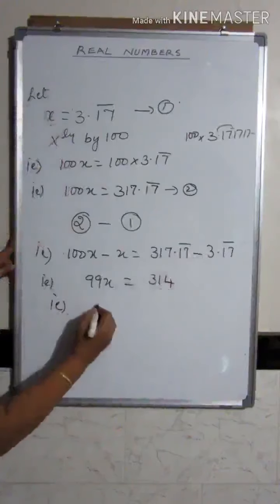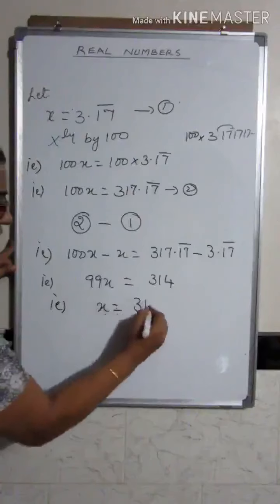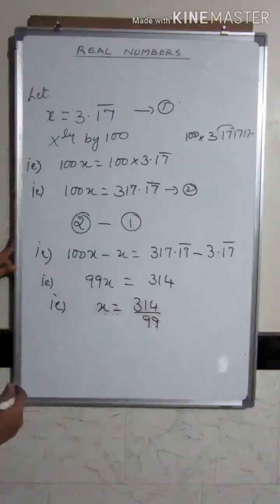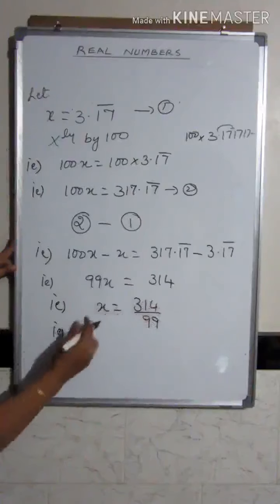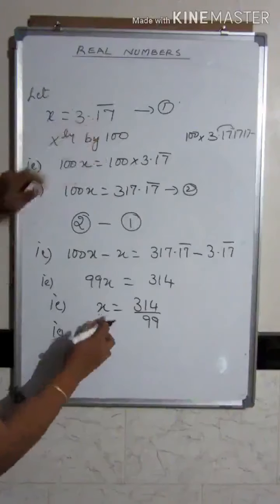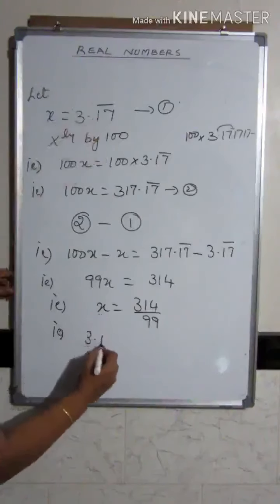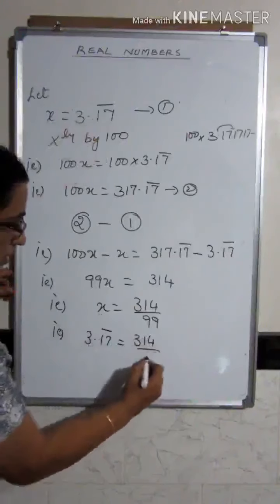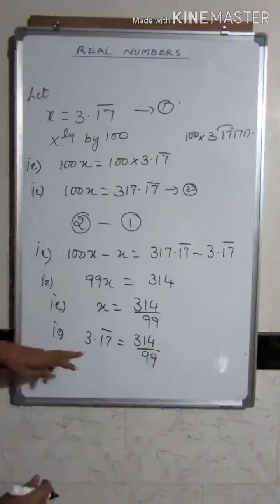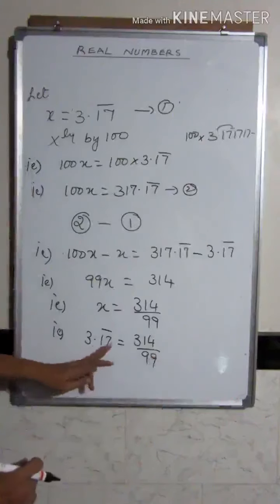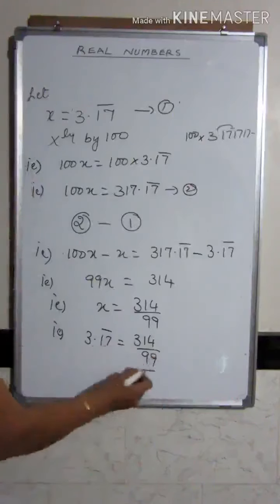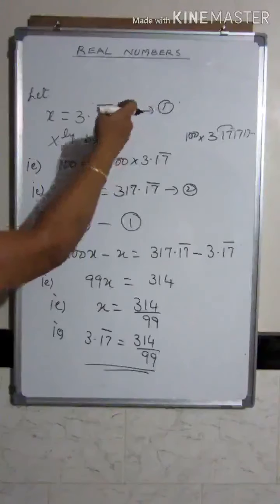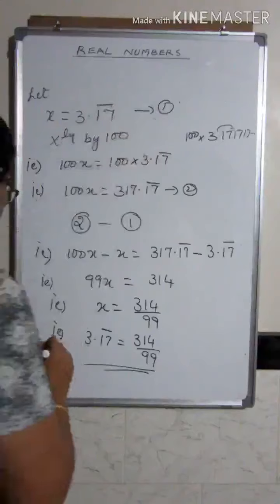Now the value of x is equal to 314 upon 99, and you had considered x as 3.17 recurring, therefore 3.17 recurring is equal to 314 upon 99. So this is how you convert a recurring decimal into the form P upon Q. Now suppose you have 3 decimal places after the point, you have to multiply it by 1000.